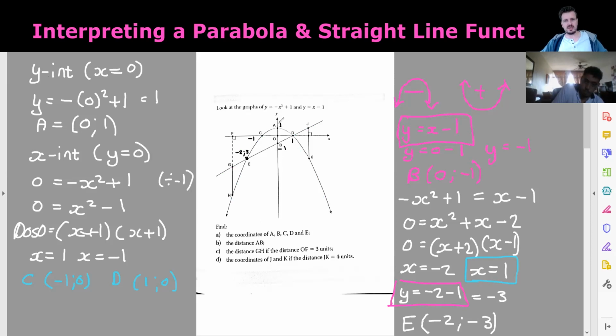Now the distance AB, well, that's just going to be 1, 2, right? Because it goes from 1 to -2. Yep. AB is equal to 2.